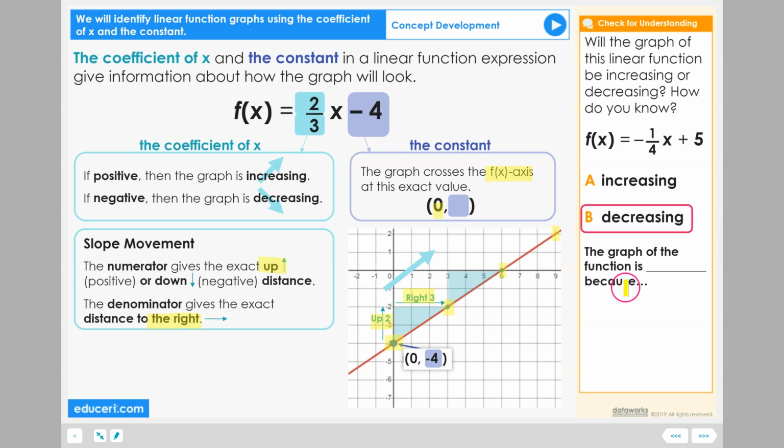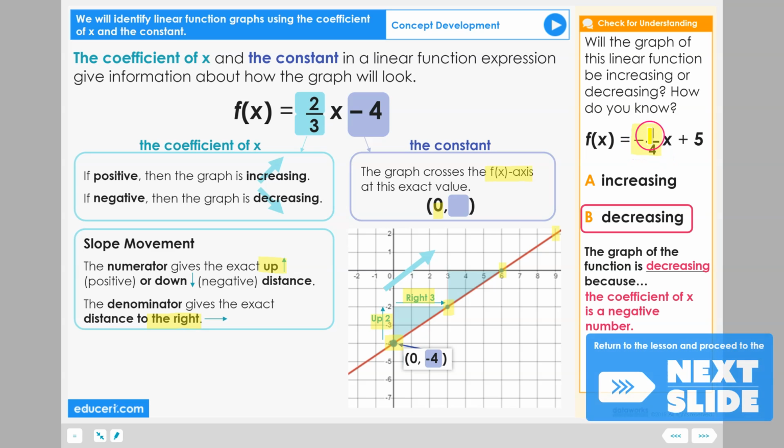B, decreasing. The graph of the function is decreasing because the coefficient of x is a negative number, -1/4.